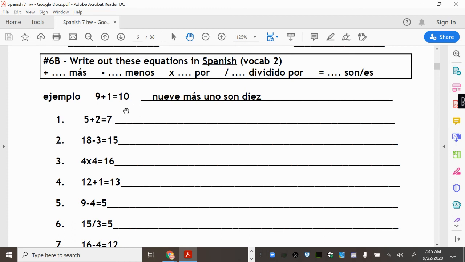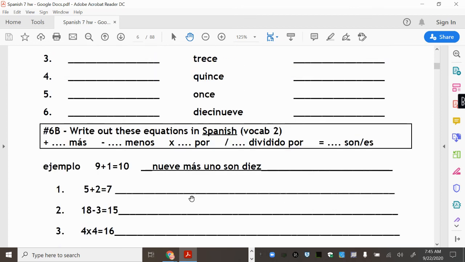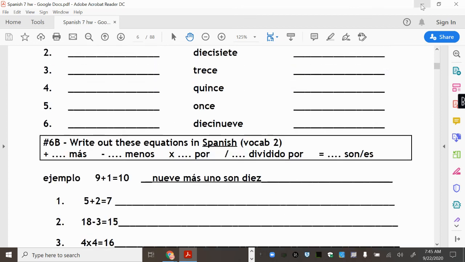So 5 is cinco, please write cinco. Plus is más, write más, don't forget the accent. 2 is dos, write dos. Equals is son, S-O-N. And then you need to write siete, S-I-E-T-E. So I hope this helps. Each page is going to be worth 5 points and for a total of 30 points.